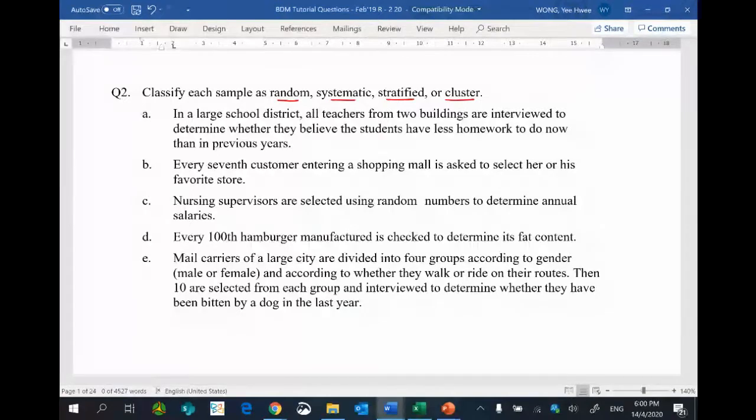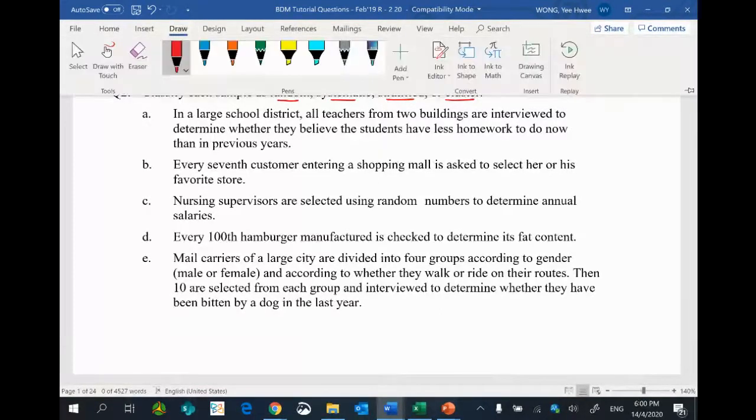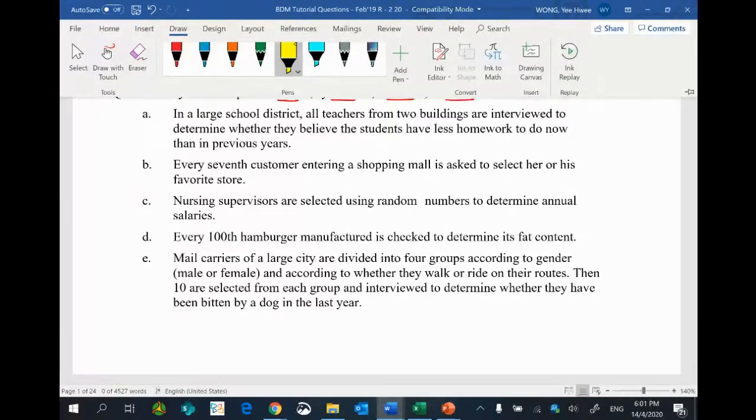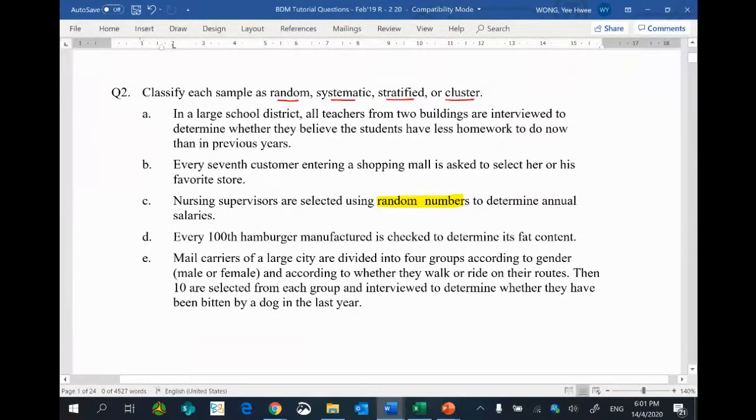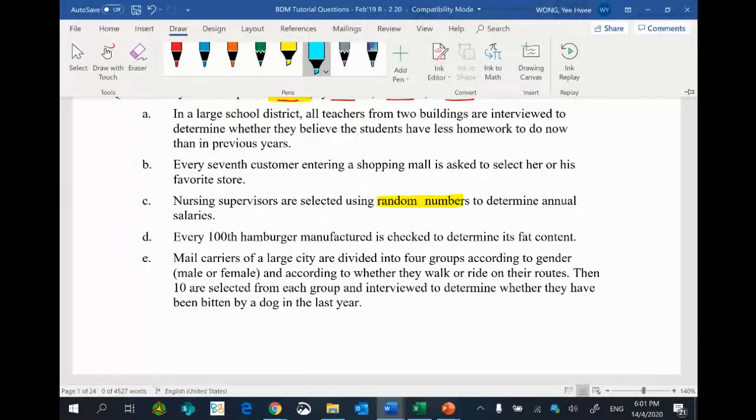So you look at A, B, C, D, E. Which one has the word random or random number? Okay, so this is random. The nursing supervisors are selected using random numbers to determine annual salaries. So this indicates that the person doing the sampling follows simple random sampling. Next, let's find out the next one.